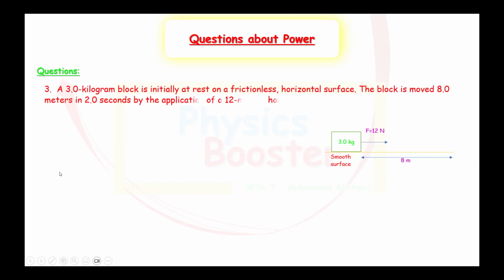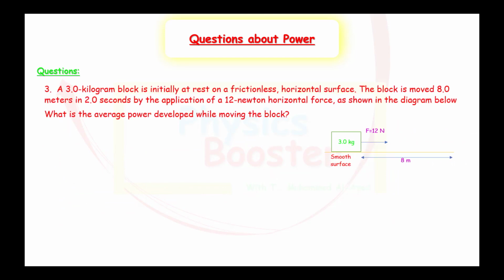Next question. A 3-kilogram block is initially at rest on a frictionless horizontal surface. The block is moved 8 meters in 2 seconds by the application of a 12 newton horizontal force as shown in the diagram below. What is the average power developed while moving the block?